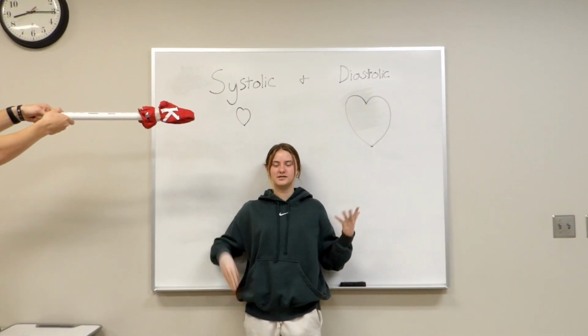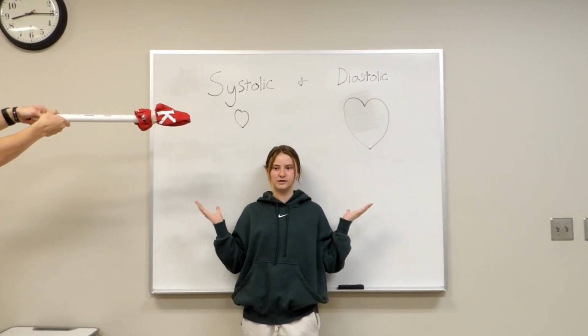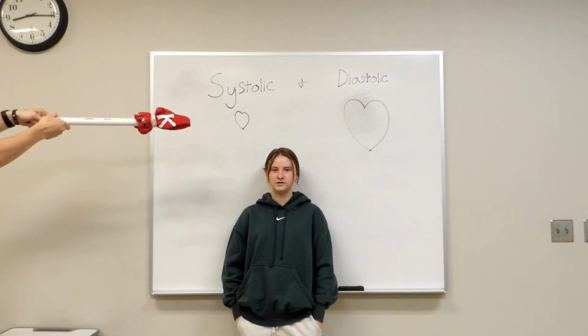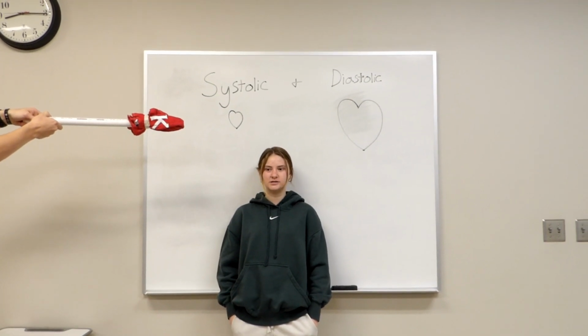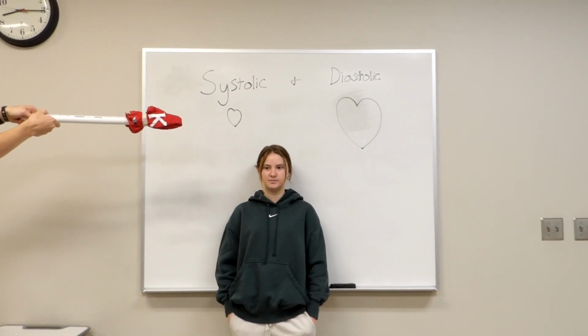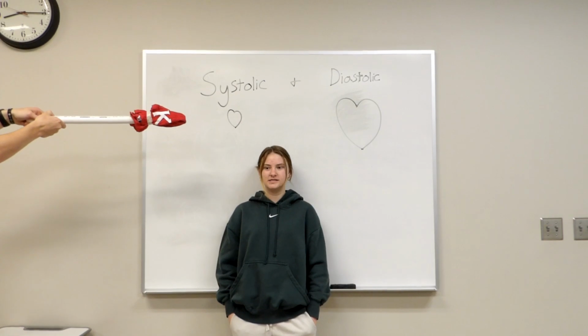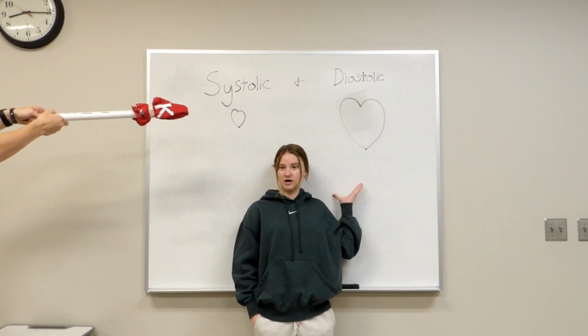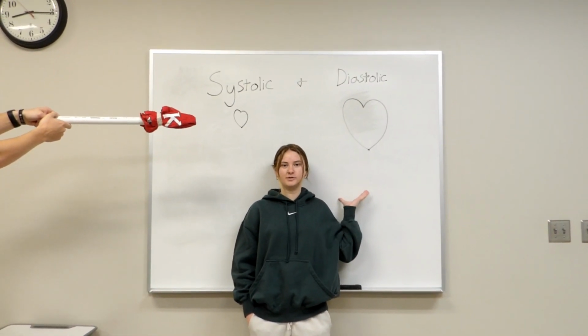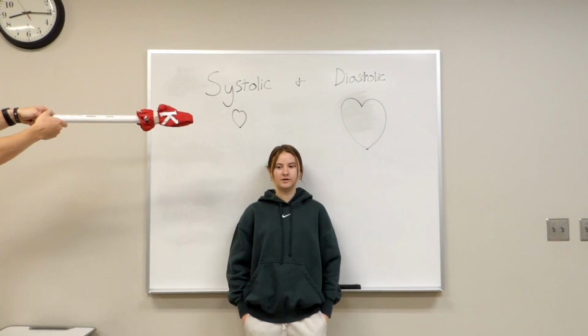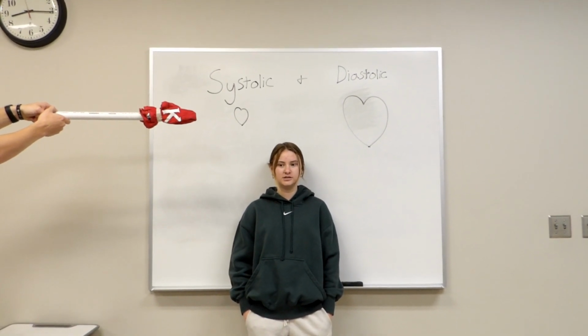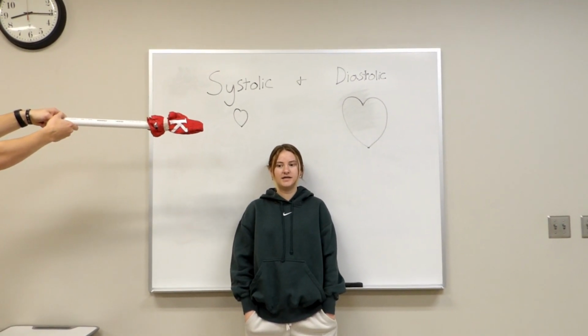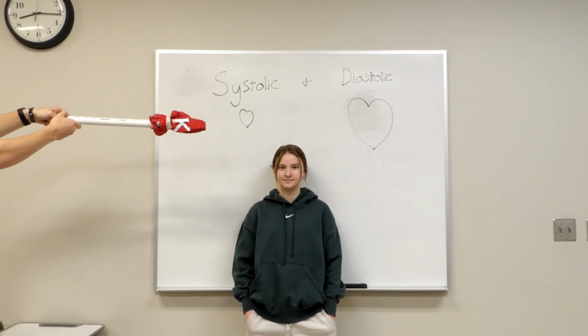Today we'll be talking about systolic and diastolic and your blood pressure. Systolic is the first number. Systolic pressure is the force of the blood flow when blood is pumped out of the heart. The second number is diastolic pressure, which is measured between heartbeats when the heart is filling with blood. Your blood pressure changes throughout the day based on your activities.